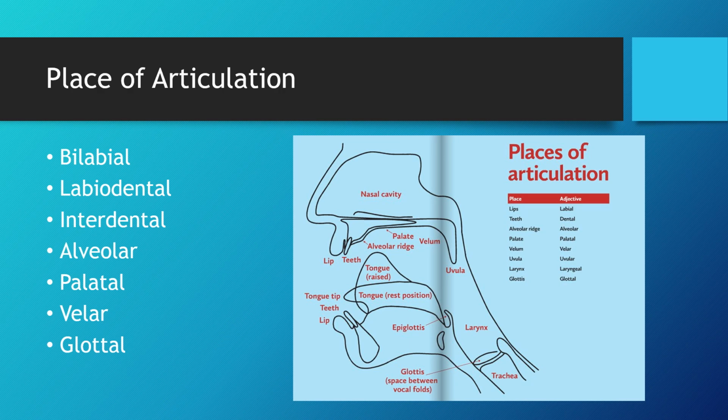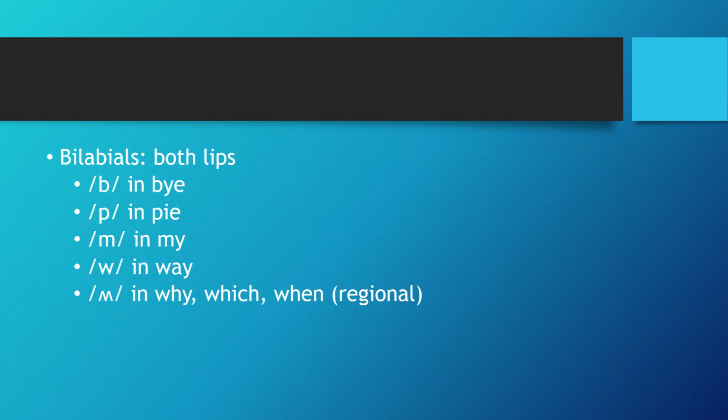When it comes to place of articulation, we're going to primarily focus on 7 different terms that relate to the place of articulation in English. So bilabials, labial dentals, interdentals, alveolars, palatals, velars, and glottal consonants. And we'll talk about each one.